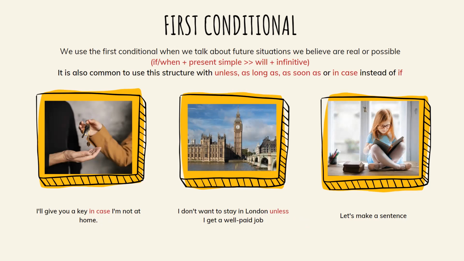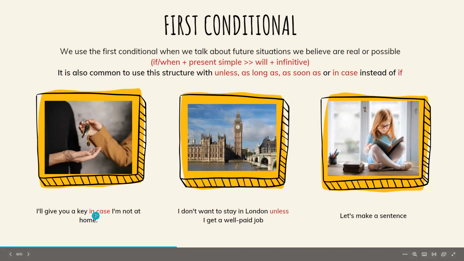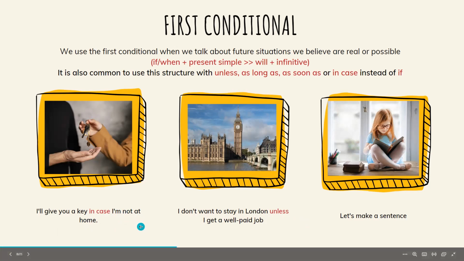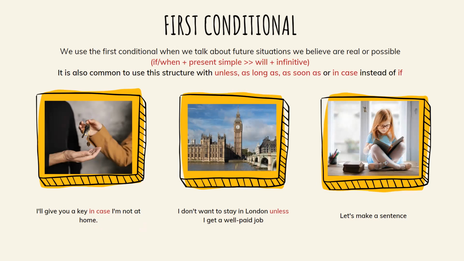You see, instead of in case, you can say if I am in that situation, like you should show kind of possible situation, right? I'll give you a key in case I'm not at home. You see, it's one of the possible future situations that might happen and you are using in case instead of if. If you guys know Uzbek language, it's going to be equal to mabodo, right? So you can make a sentence with this goal again for the first conditional.